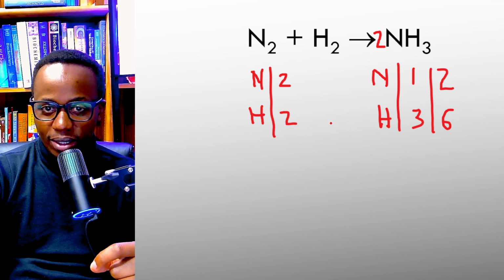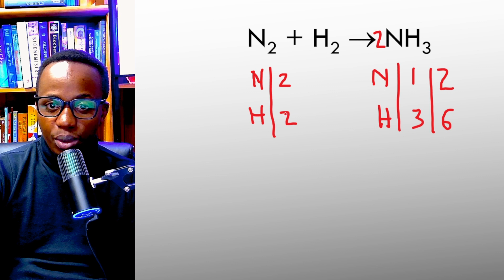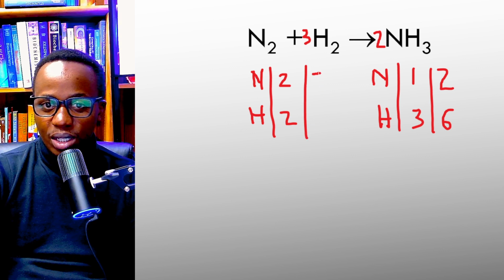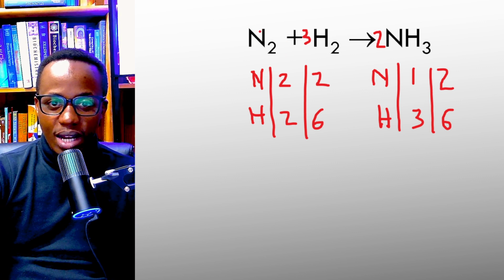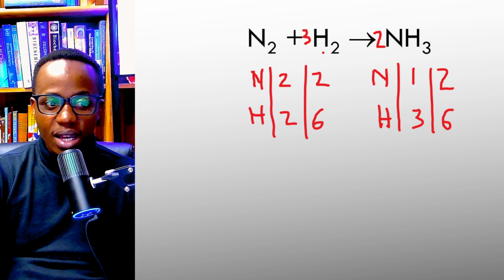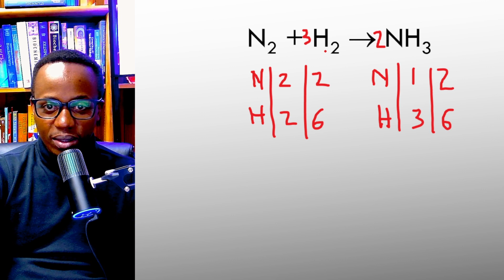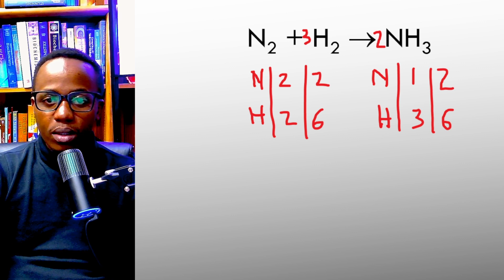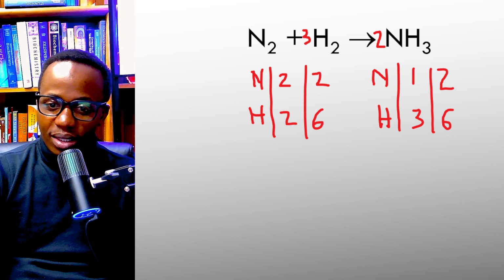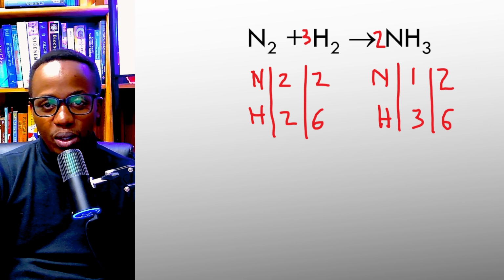2 times 3 is 6, right? So you multiply by 3 where you have hydrogen. So you put 3 in front of hydrogen. You draw a line here. So nitrogen is 2, hydrogen is 6, and it is balanced, right? Nitrogen and hydrogen are easily balanced. Okay. All right. So that is the step-by-step process that you follow.